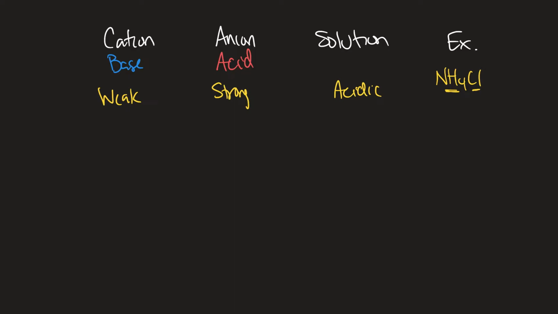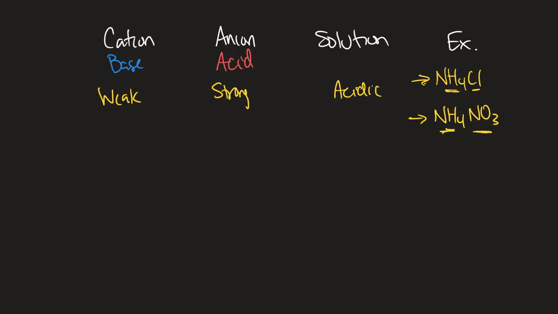Another example is NH4NO3. The NO3, your anion, would have come from HNO3, nitric acid, which is a strong acid. NH4 once again would have come from a weak base, NH3. These two are salts, and these salts will most likely make a solution acidic.